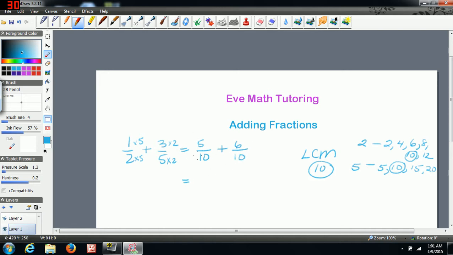Now that I have the same numbers on the bottom, I can go ahead and add these fractions. So 5 plus 6 is 11, and 10 remains on the bottom. So now that I have an improper fraction, I have to figure out how many times 10 goes into 11. Well, once, and what's left over? 1 over 10. So at that point, that would be my reduced answer.